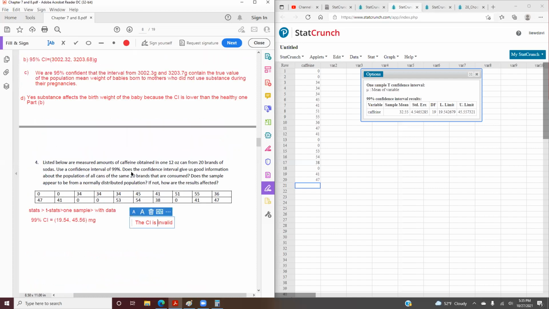Don't forget, every time you find a confidence interval, the confidence interval always goes for the population. So the word all that you use here also means population. Okay. And the reason why this is invalid, anyone?